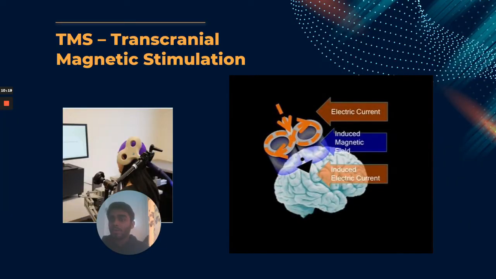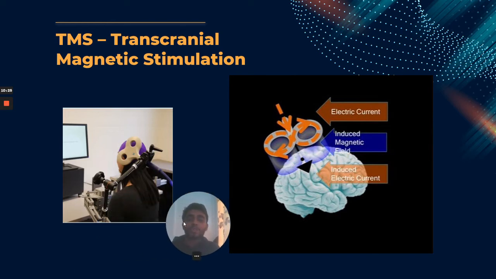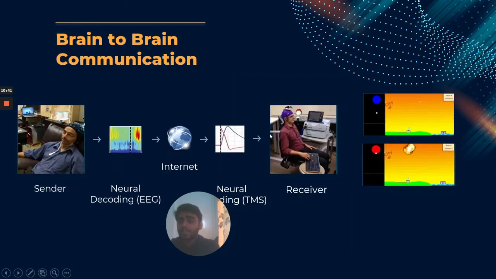TMS. It stands for Transcranial Magnetic Stimulation. You provide an external electric current which in turn induces a magnetic field, which induces an electric current inside the brain, in place of the natural electric current that would have been induced. So it results in some motor or physical activity taking place. So if we can write to the brain and if we can read from the brain, then we can do brain to brain communication also.